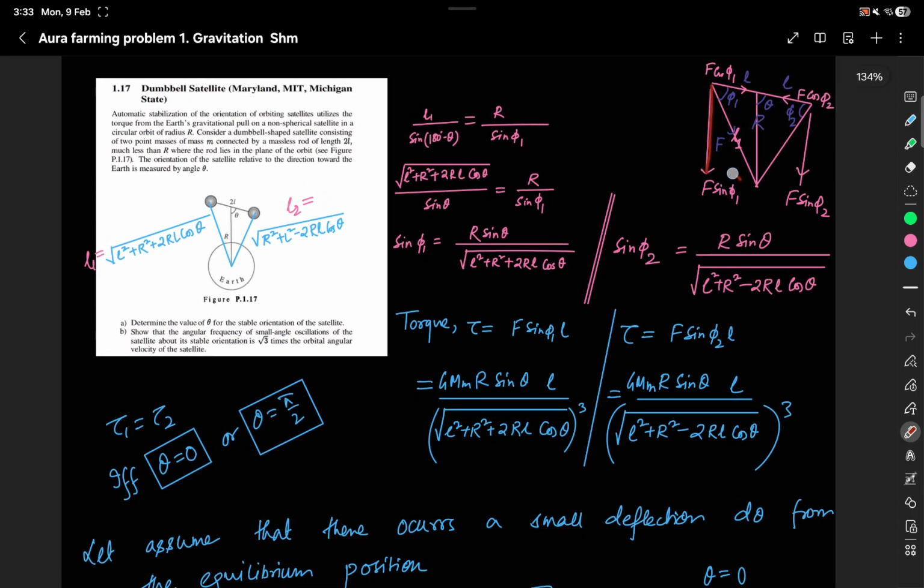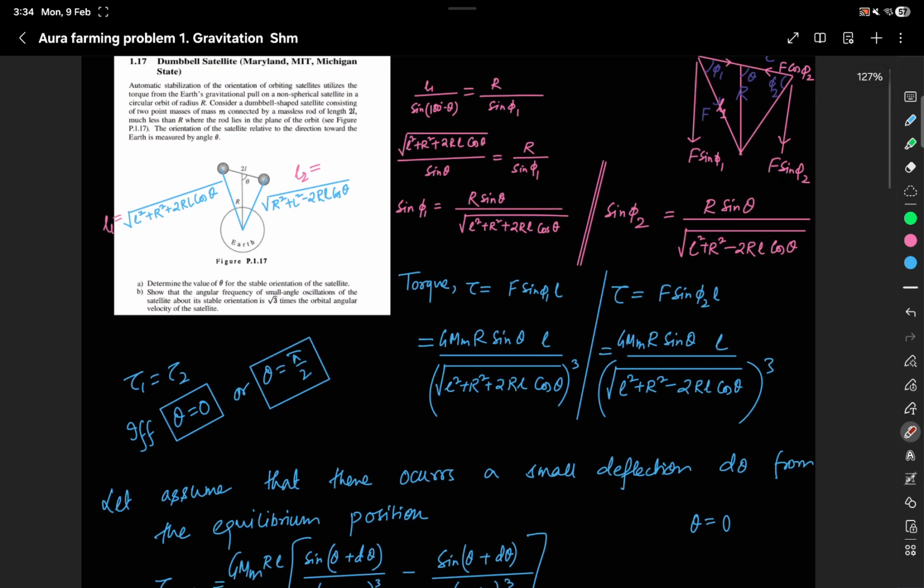So this is F sin phi 1. Now this into the perpendicular distance, that is F sin phi 1 into L. This is the torque, and for this one it will be F sin phi 2 into L. If this is at equilibrium, that means these torques should be equal. F is GMm by r squared, where r is L1 only for this one, and L2 only for the other. So GMm by L1 squared, and GMm by L2 squared.